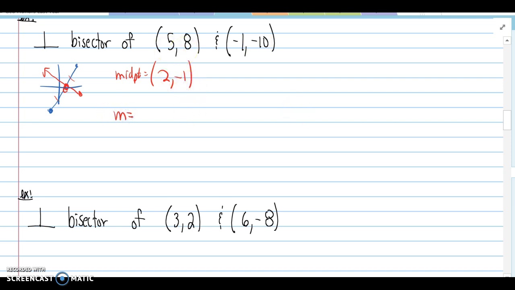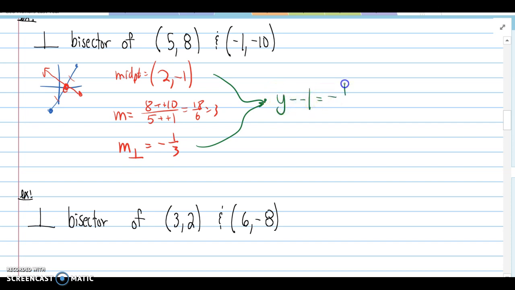The slope between those 2 points, let's see, 8 minus negative 10 over 5 minus negative 1. Switch the signs. 18 over 6 is 3. Now, remember, we want perpendicular slope here, so one more step. Slope perpendicular is the opposite reciprocal, which leads us now to actually going after the equation of this line. We have this point, we have that slope, so we're going back to point slope form again. Y minus negative 1 equals our slope of negative 1/3 times x minus 2.